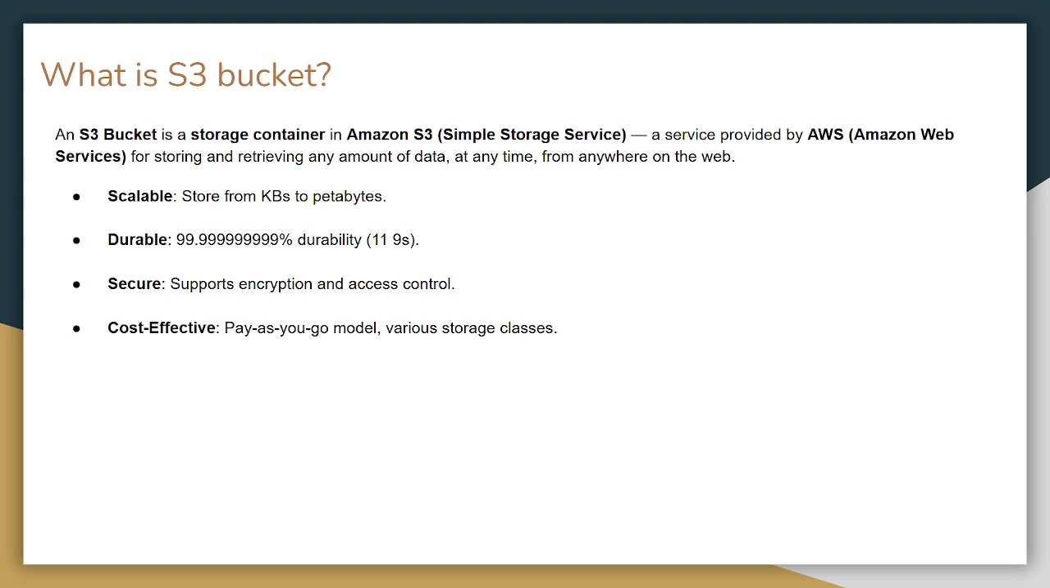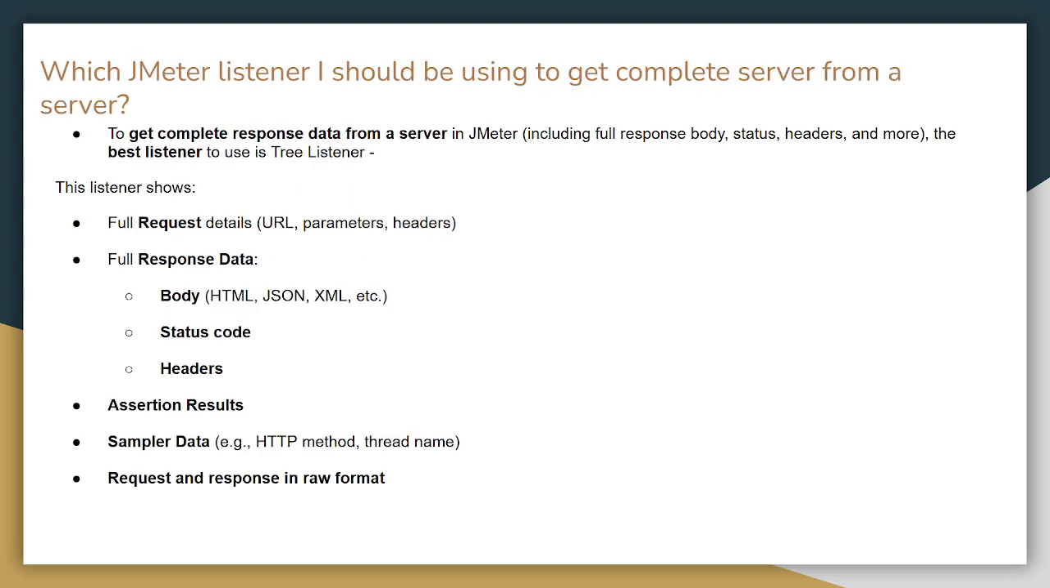Now the next question. Which JMeter listener should I use to get the complete response from a server? To get complete response data from a server in JMeter, including the full response body, status, headers, and more, the best listener to use is the View Results Tree listener. So what exactly is the Results Tree listener?